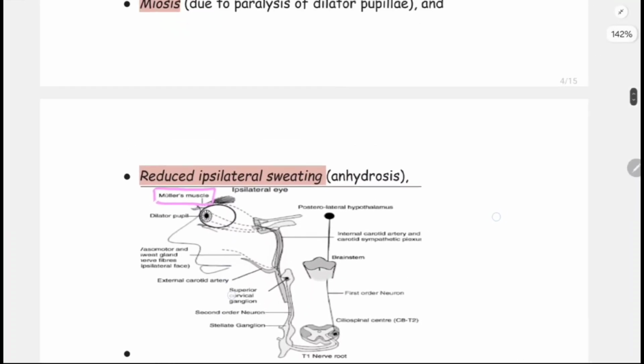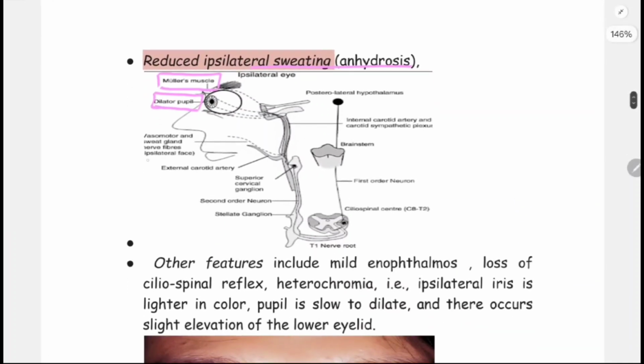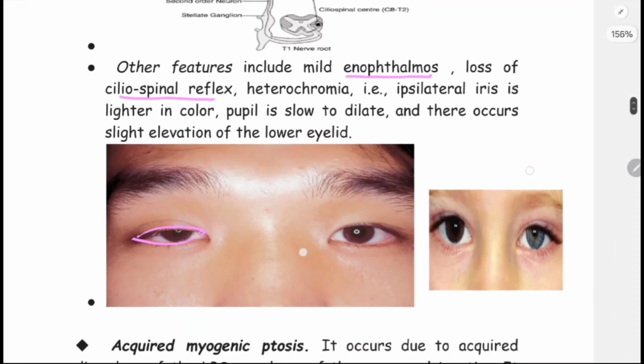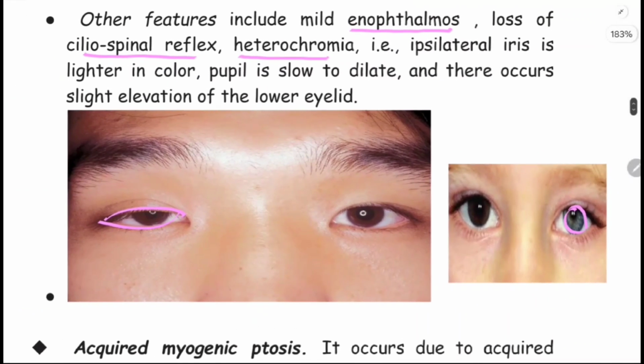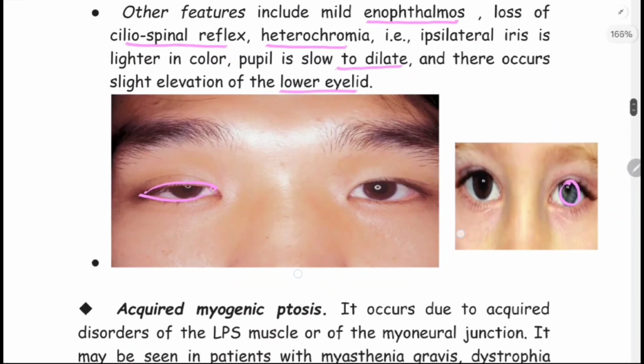This here is the Muller's muscle. Then there can be miosis due to paralysis of the dilator pupillae, or reduced ipsilateral sweating, that is anhidrosis, because the vasomotor and sudomotor nerve fibers are also paralyzed. Other features of Horner syndrome include mild enophthalmos and loss of ciliospinal reflex. Here we can see enophthalmos. Then heterochromia: the ipsilateral iris will be lighter in color. The pupil will be slow to dilate because the sympathetic system is paralyzed, and there occurs slight elevation of the lower eyelid also, because of inverse ptosis.